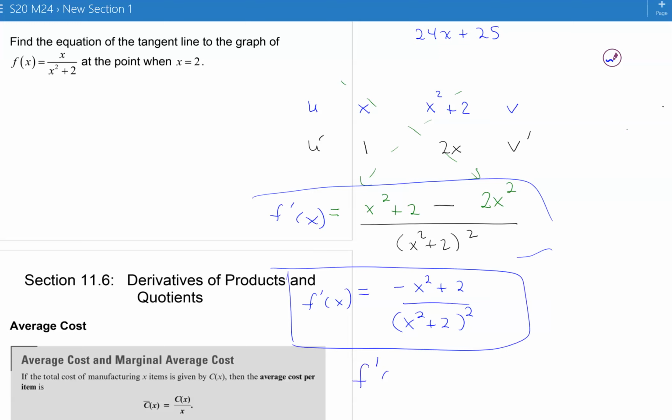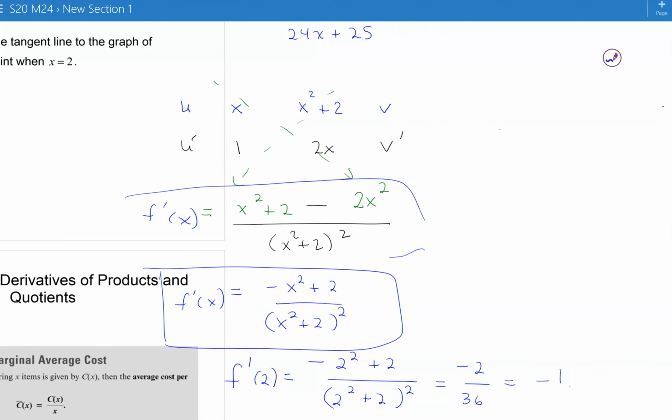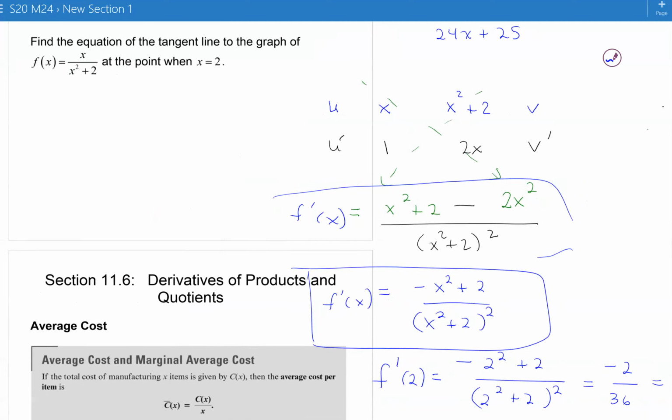So when x equals 2, we need to use function notation and say, now I'm going to find f prime of 2. So I'm going to have negative 2 squared plus 2, and that negative is not inside the parentheses. And then 2 squared plus 2 squared. So I'm going to have negative 2 on the top and 36 on the bottom. So that's going to reduce to negative 1 over 18. And this is m of the tangent line. Okay. So m is negative 1/18.